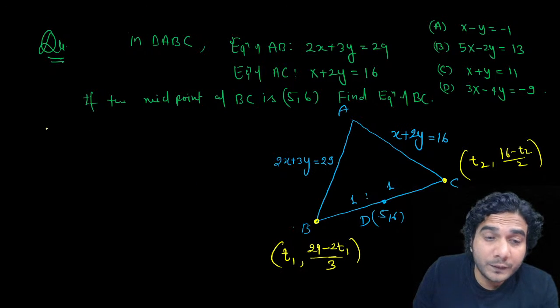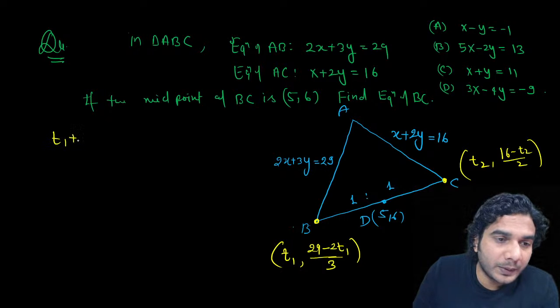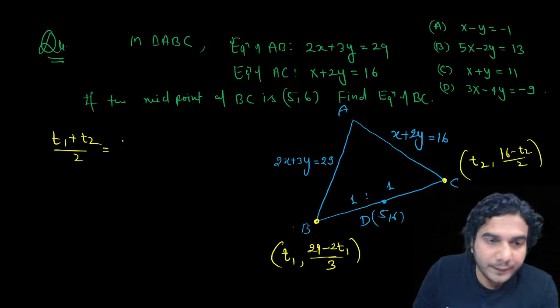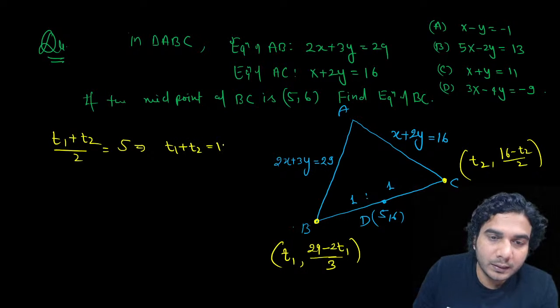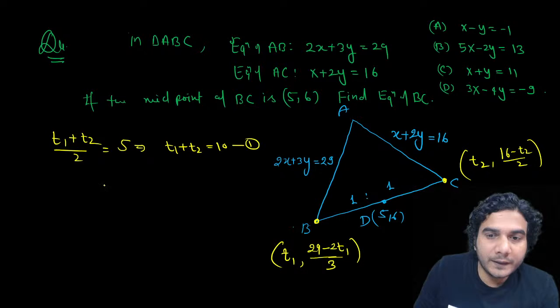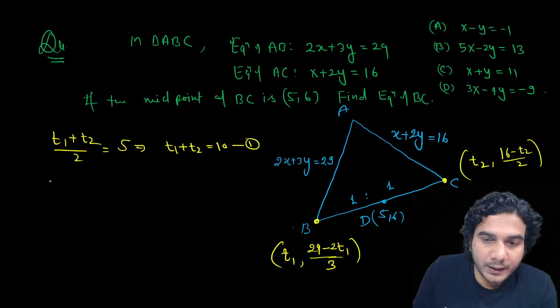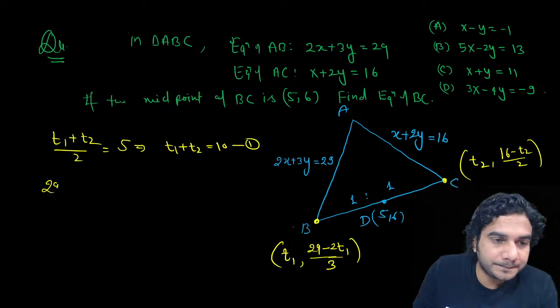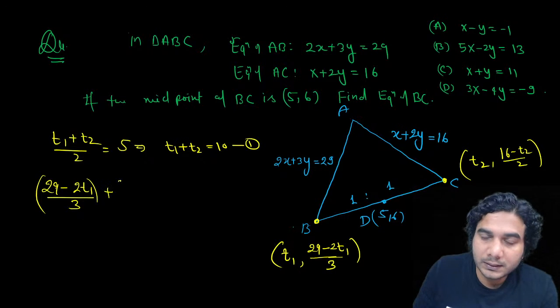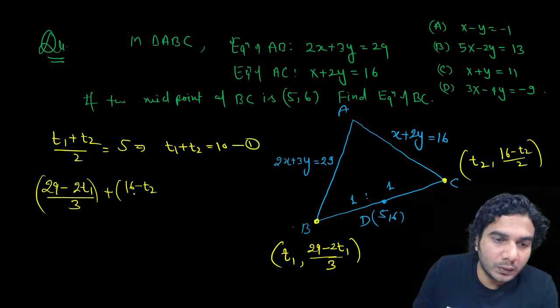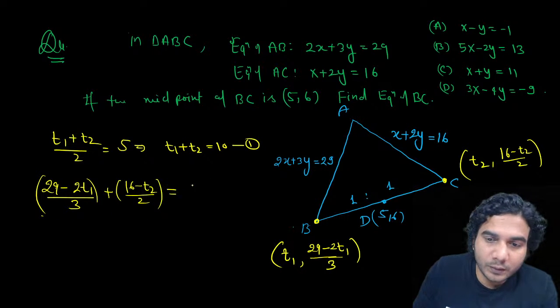Now we can apply the midpoint formula. The first equation is (t1 plus t2) by 2 is equal to how much? 5. So from this we get t1 plus t2 is equal to 10. That is the first relation. Then we apply the midpoint formula for the y coordinate. So that is (29 minus 2t1) divided by 3 plus (16 minus t2) divided by 2, the whole divided by 2, is equal to 6.